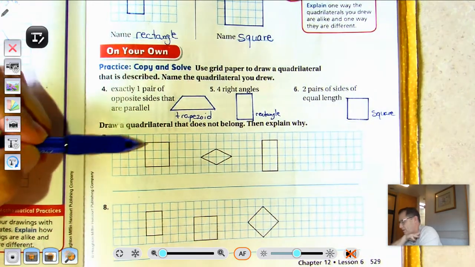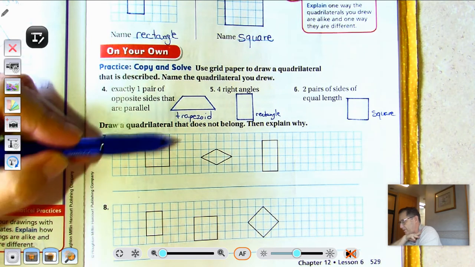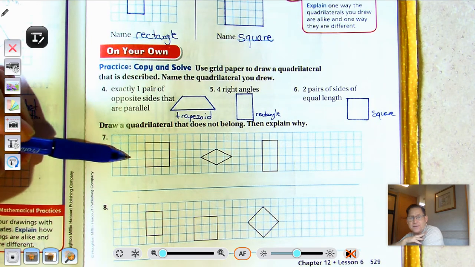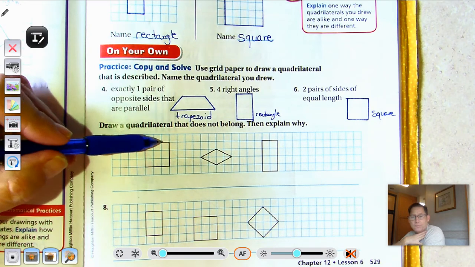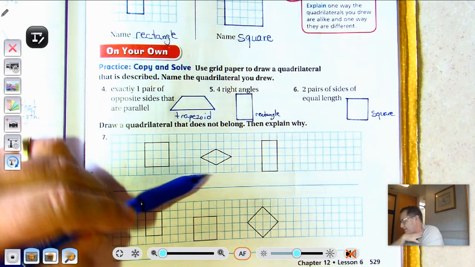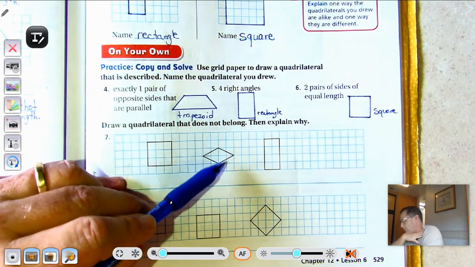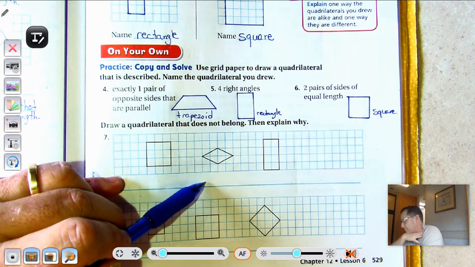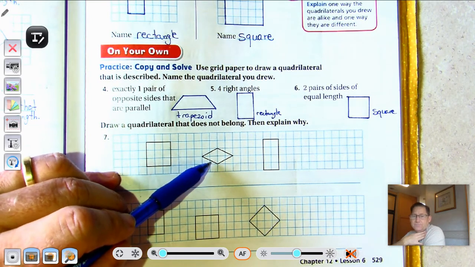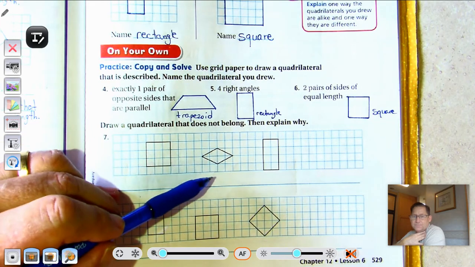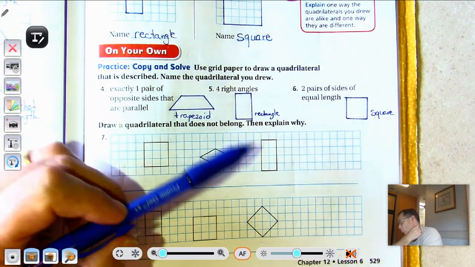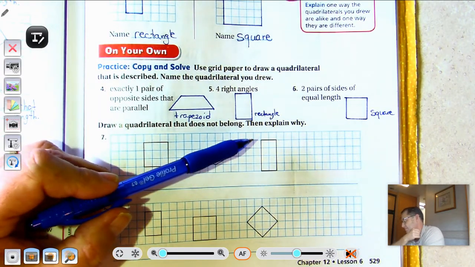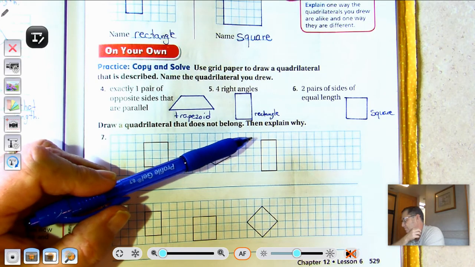All right, let's see. So we have a square. So it has 2 pairs of opposite sides that are parallel. It has 4 sides of equal length. It has 4 right angles. This shape here has 4 equal sides, but it doesn't have any right angles. So it's not because they have right angles. This one has 4 sides, but it doesn't have 4 equal sides.